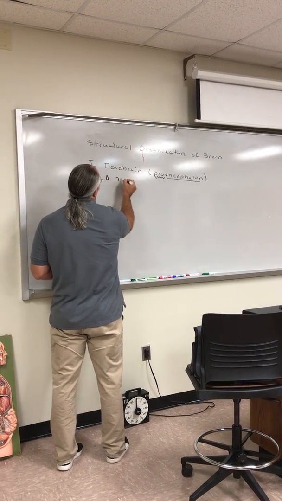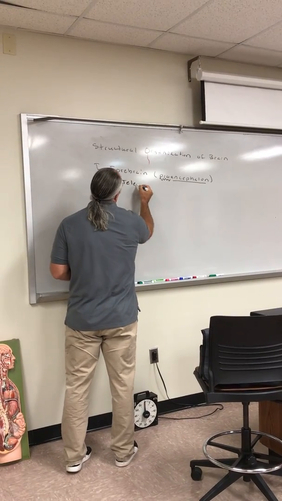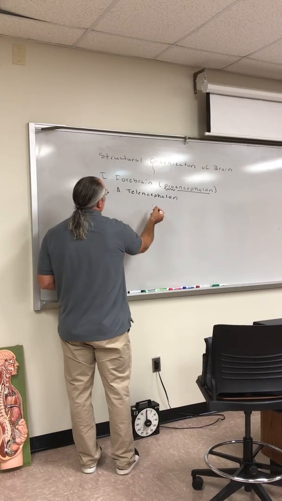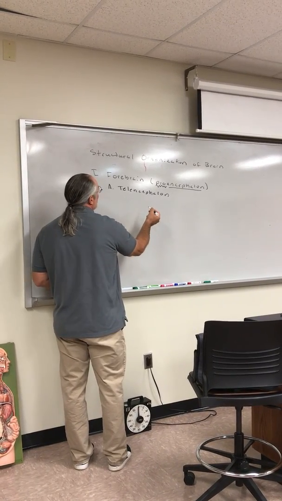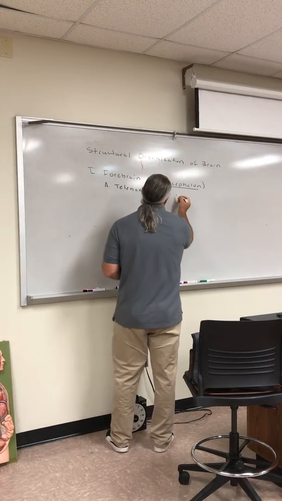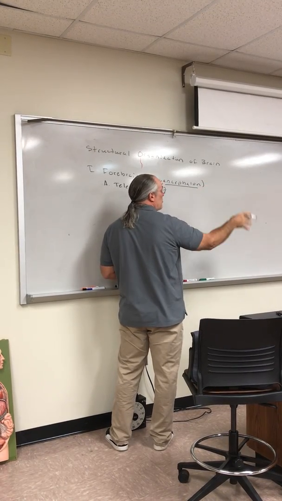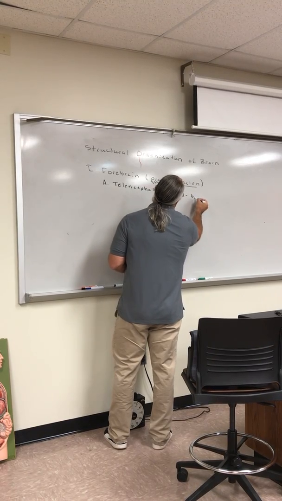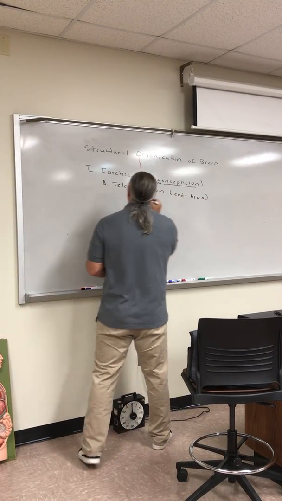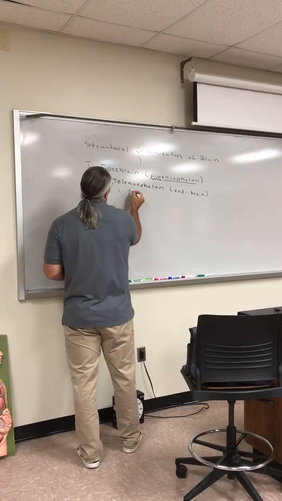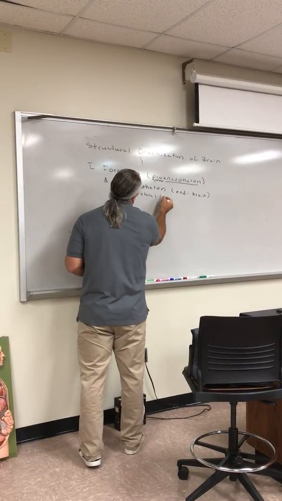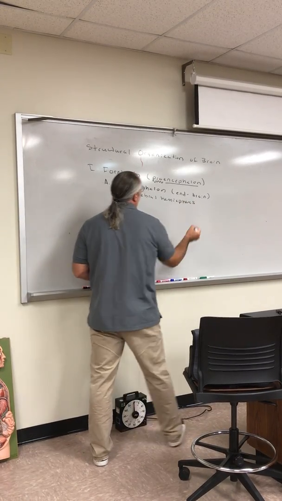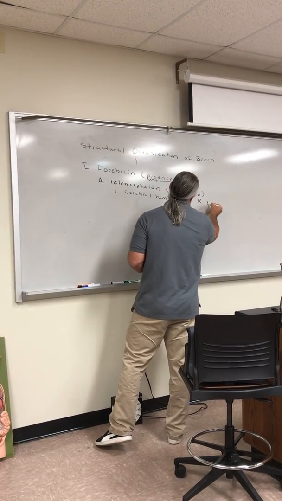It's going to be subdivided into the telencephalon. And the telencephalon is essentially your cerebral hemispheres. Telen is end, like the end point of a communication. So it's going to be like end brain. And again, that's going to be the cerebral hemispheres. And you have right and left cerebral hemispheres. And you can subdivide the cerebral hemispheres.